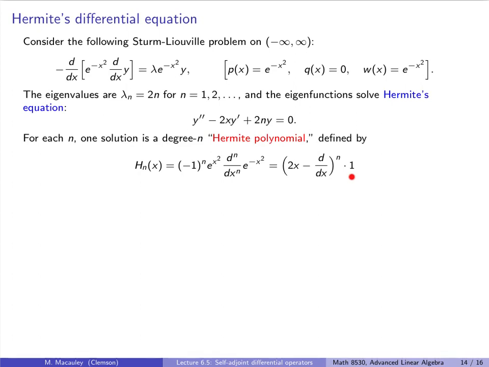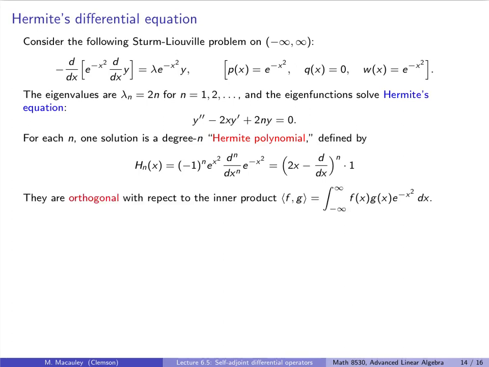As I said, I don't really know much about Hermite's equations or Hermite polynomials. I think I just found this out by Googling some of the basics, probably with Wikipedia or Wolfram Math. By Sturm-Liouville theory, these eigenfunctions are orthogonal with respect to the inner product defined as the integral over the whole real line of f(x) times g(x) times the weighting function e to the minus x squared dx.